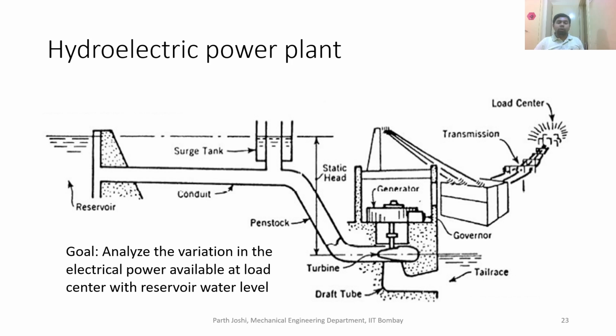Now, if we want to analyze, let us say, the variation in the electrical power available at the load and how it varies with the reservoir water level. Now, where will we select our boundary now? Now the boundary will cover each and everything, starting from reservoir until a load center.